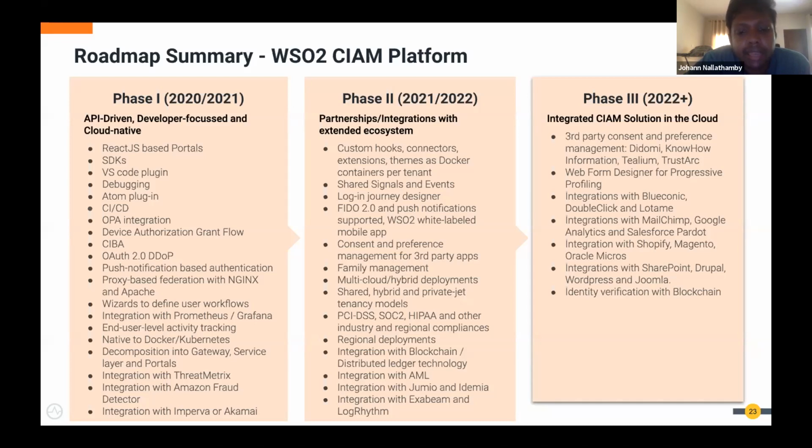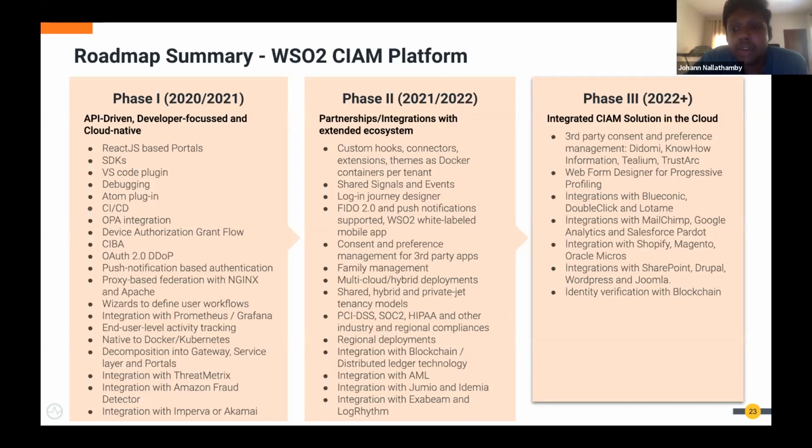compliance requirements, etc. We are looking at various tenancy models, not just a shared tenancy model, but also a hybrid tenancy model and private jet. That is, each customer can have its own tenant, for marquee customers. Then the compliance aspects, of course, when it comes to a cloud, we should be compliant with various industry standards and regional requirements, and also should be able to deploy this cloud in various regions based on the requirements.